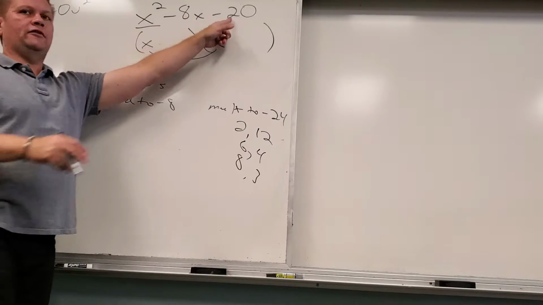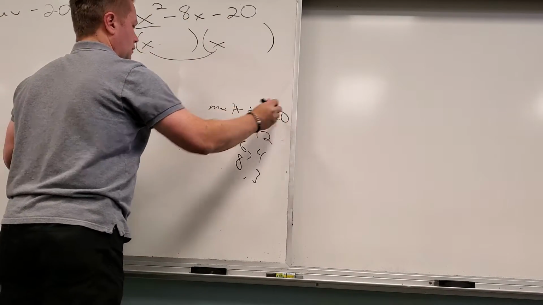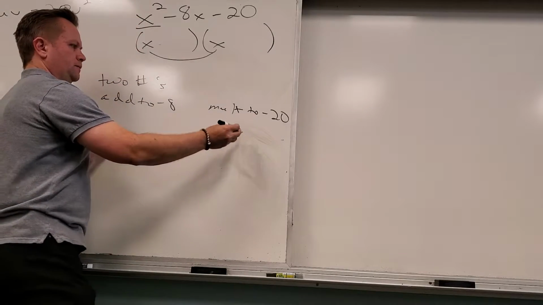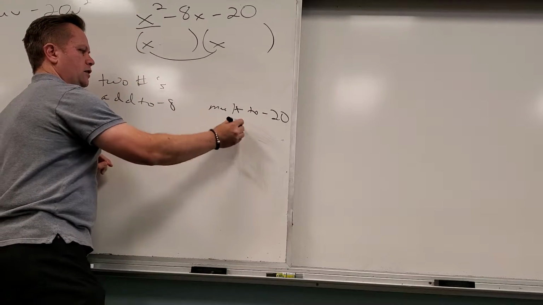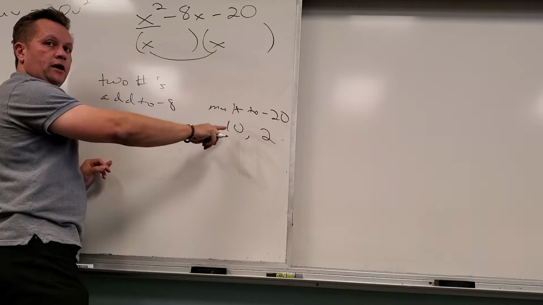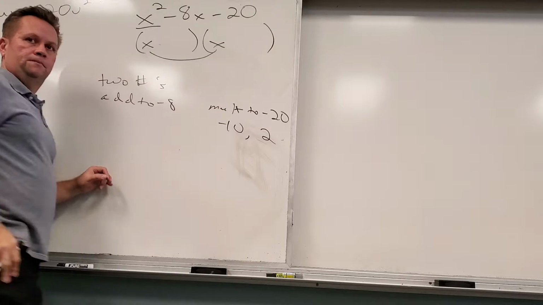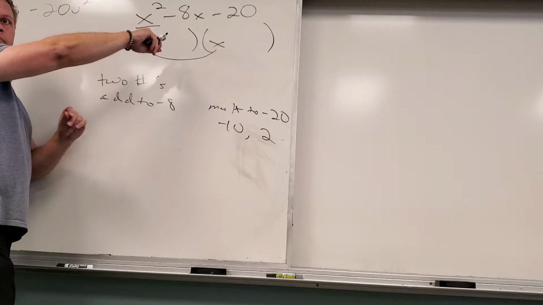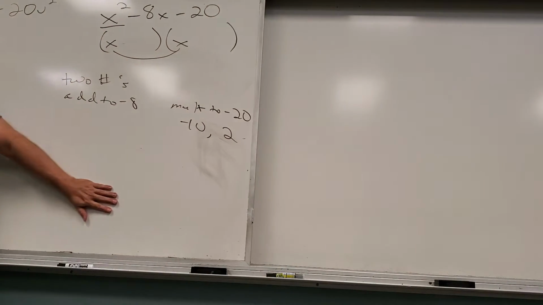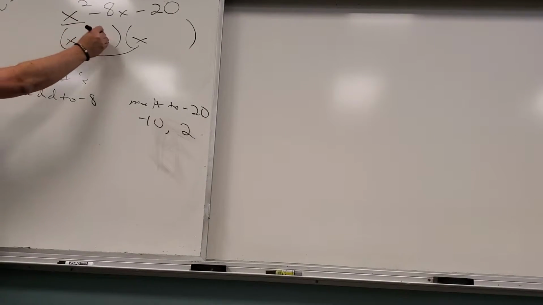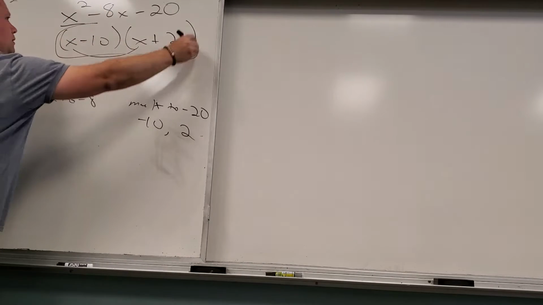But if I make it negative 20 instead, are there two numbers that do that? Well, one multiplies to be negative 20. 10 and 2. Will that make negative 8 somehow? Yes. Which one's negative? The bigger one. So then I've got the answer. I'm done, right? Minus 10 plus 2. Done.